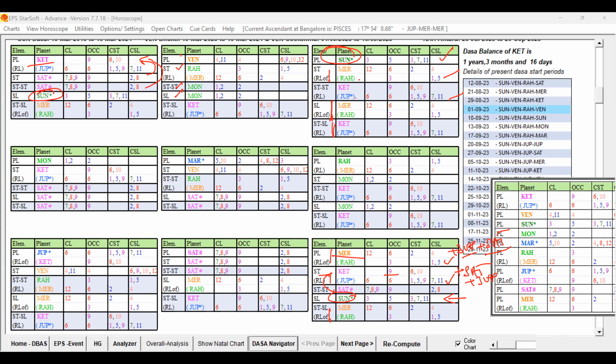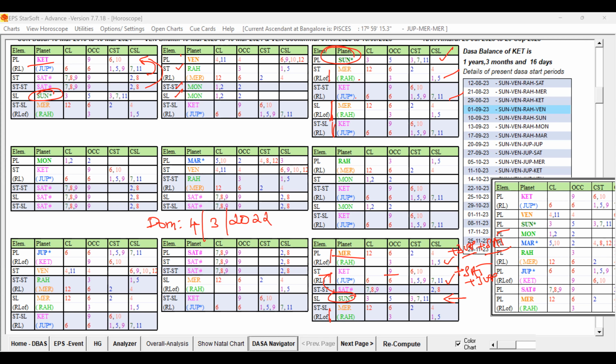Let us check the period in which he got married. The date of marriage is 4th March 2022. Let me write it down. Date of marriage is 4th March 2022.